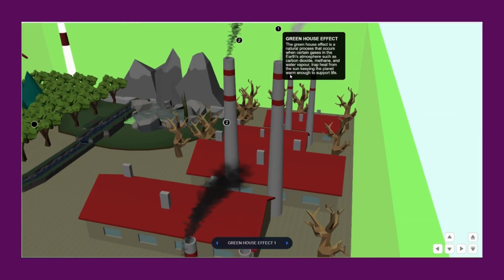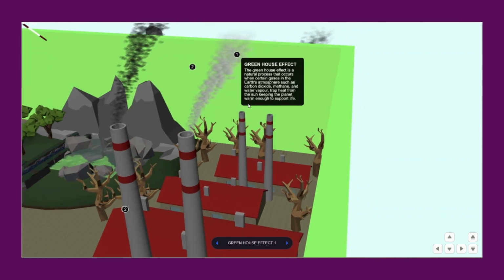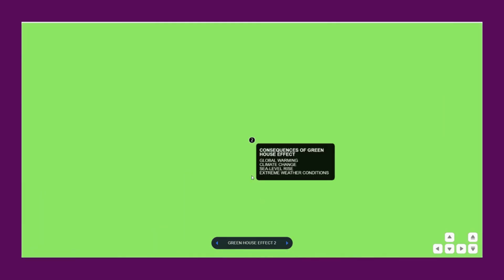Greenhouse effect. Related to carbon footprints, we have the greenhouse effect. This is a natural process that occurs when certain gases in the earth's atmosphere such as carbon dioxide, methane, and water vapor trap heat from the sun, keeping the planet warm enough to support life. It is a natural process, but it has been alarmingly increasing because it causes consequences like global warming, climate change, sea level rise, and extreme weather conditions. With this, we complete exploring the knowledge about a few terms.